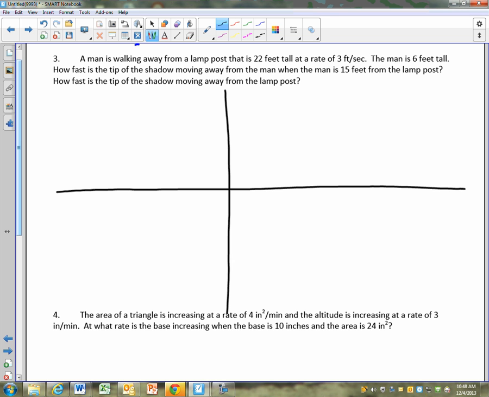A man is walking away from a lamppost that is 22 feet tall. Immediately, I draw the lamppost, because I'm an excellent artist. I draw the man. The lamppost is 22 feet tall, it says. He's walking away at a rate of 3 feet per second from the lamppost. So this rate right here is 3 feet per second. The man is 6 feet tall. Put 6 over him.